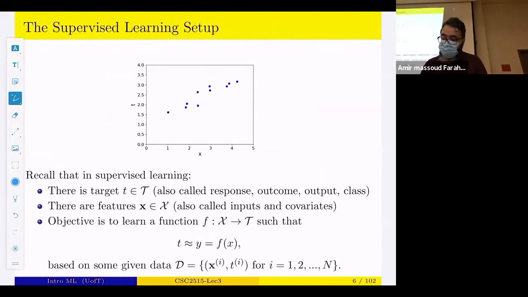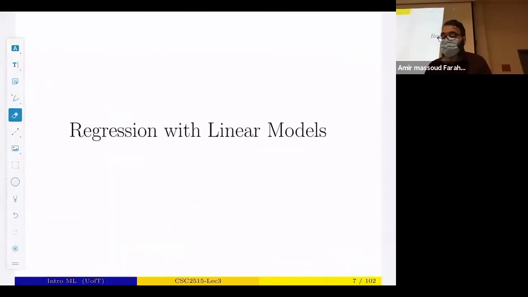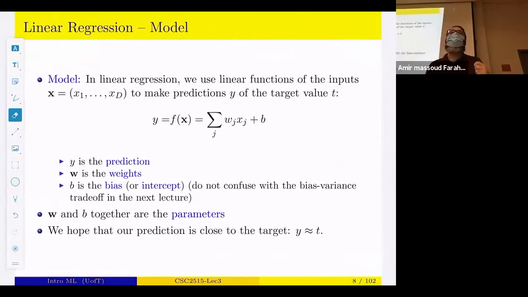So I started with the supervised learning setting. We have a target t, we have input x, and a function f that relates input to output, and then we have a data set of x_i's and t_i's, different data points, which we use for training our model. So we start with regression, which is the case where the output values are real-valued numbers. So y's or t's belong to R.